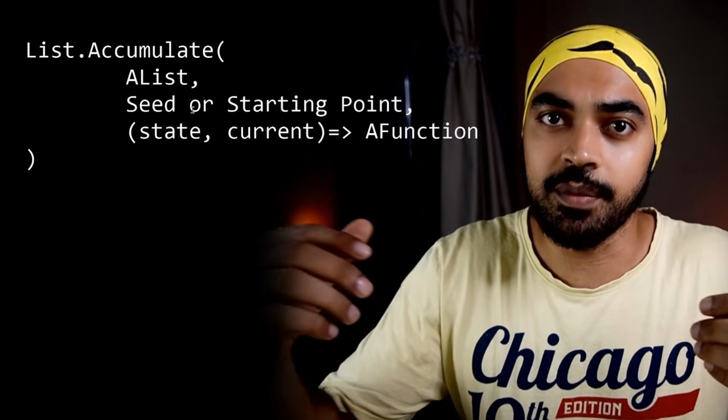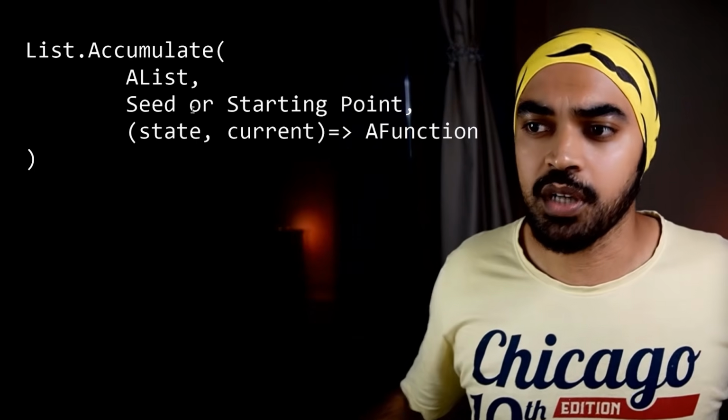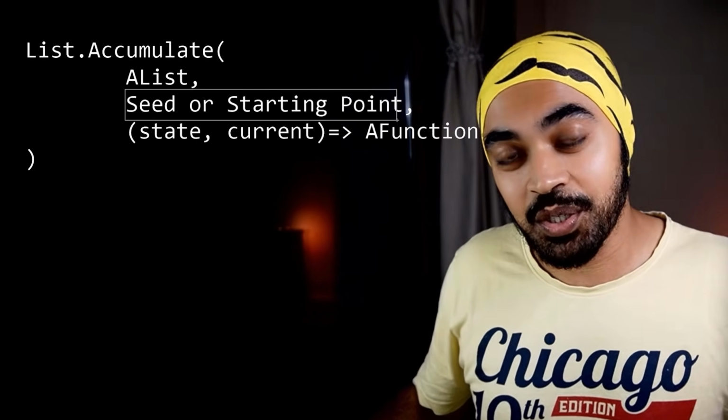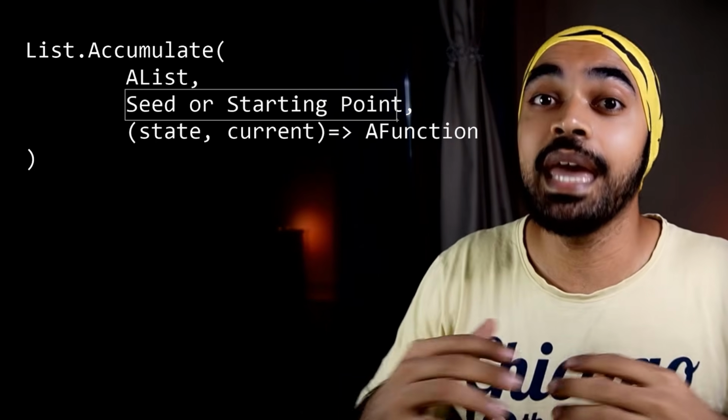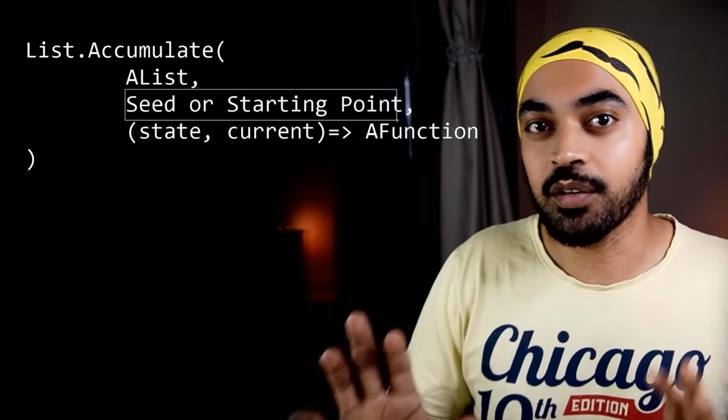Do you want to start with something blank? Do you want to start with zero? Do you want to start with a certain table? Whatever you would want to start with, that is nothing but your starting point. Now note that in the List.Accumulate function, the starting point could be anything. It could be a number, it could be a text, it could be a list, it could be a table, it could literally be anything.